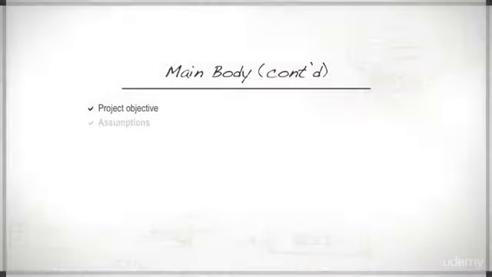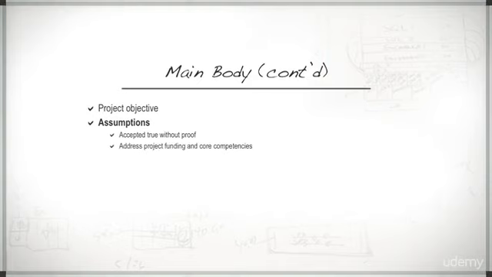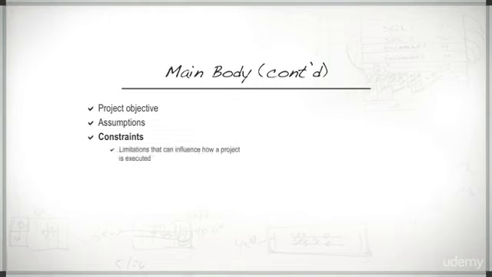Assumptions, constraints, and risks are usually described in the same section, but may be handled in separate sections, depending on the nature of the project. An assumption is something that's accepted as true without proof. Assumptions in a project charter generally address project funding and core competencies. Constraints are limitations that can influence how a project is executed, such as a lack of skilled resources in your local area, or that the project depends on the successful and timely completion of associated projects.